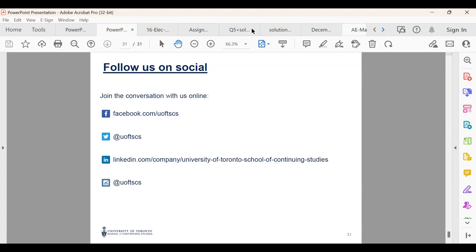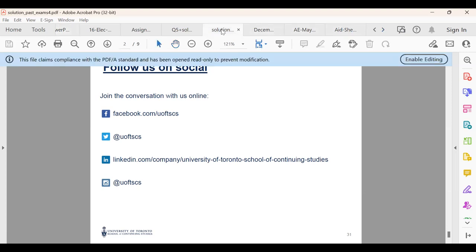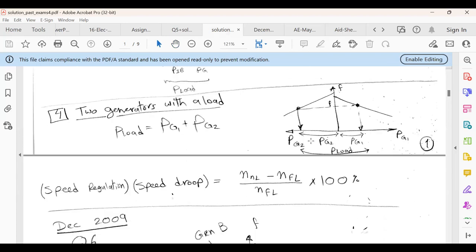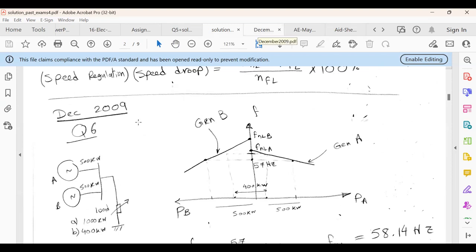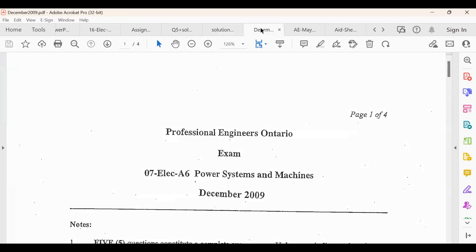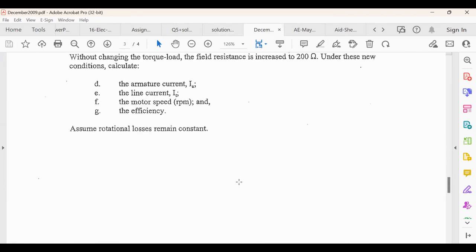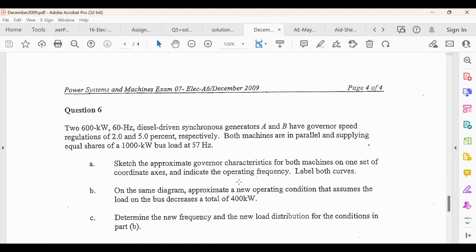So let's go to the solution. I don't know what happened with this. So this is question number 6 in the December 2009 exam. And by the way, I opened here December 2009. This is the problem, I believe, question number 6. So it's the last one.